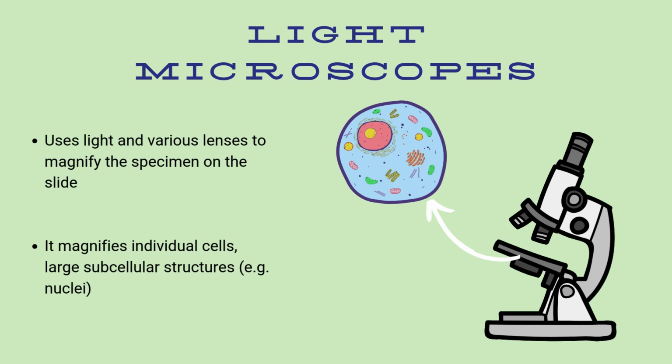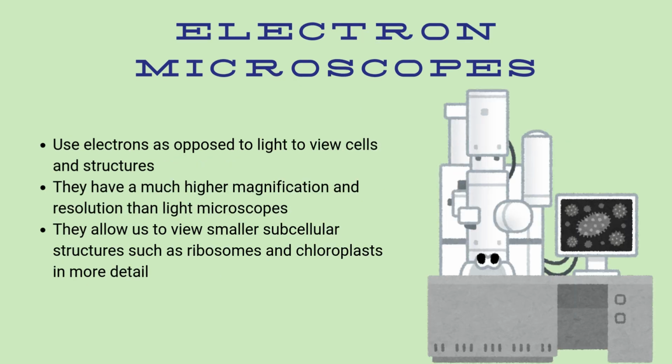It magnifies individual cells and large subcellular structures, e.g. nuclei. Electron microscopes use electrons as opposed to light to view cells and structures. They have a much higher magnification and resolution than light microscopes. They allow us to view smaller subcellular structures, such as ribosomes and chloroplasts, in more detail.